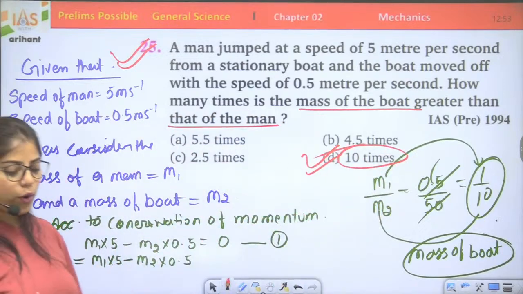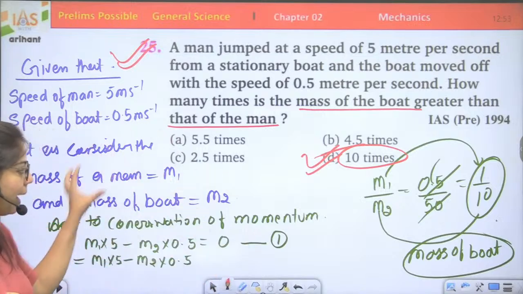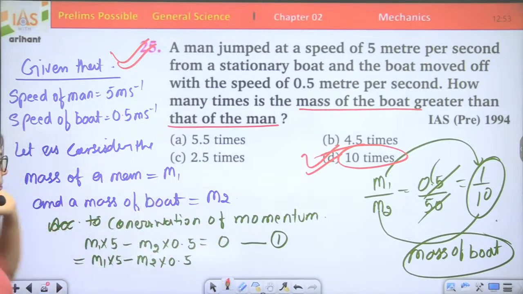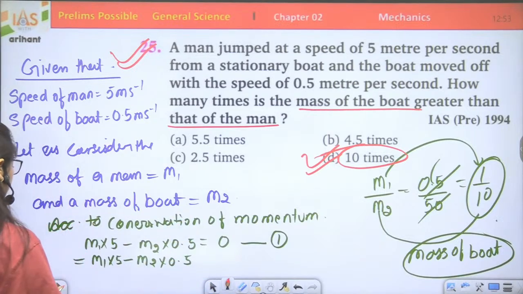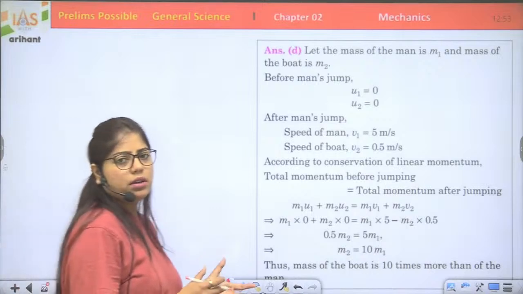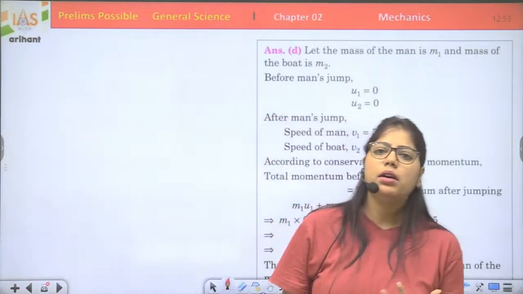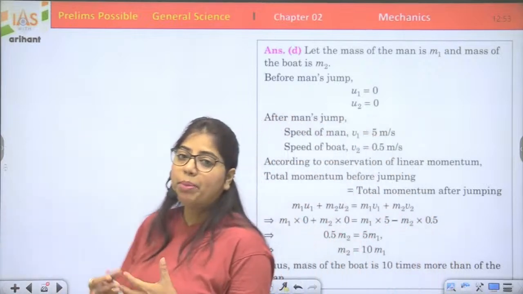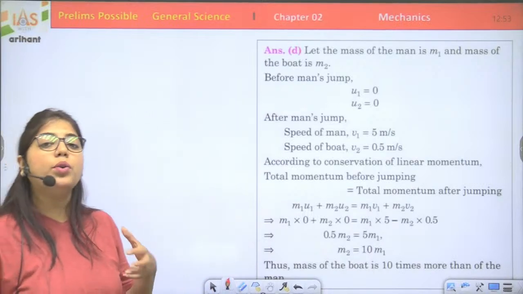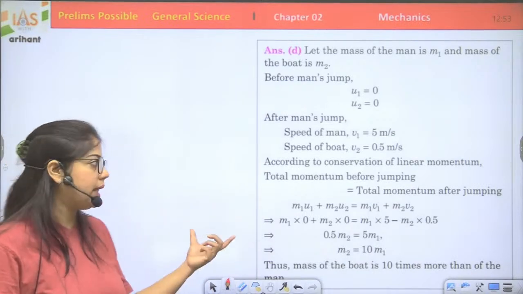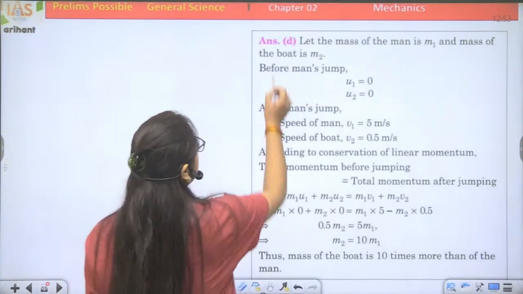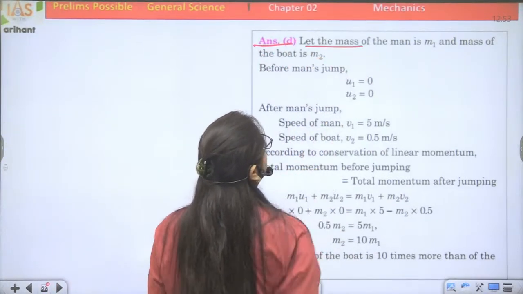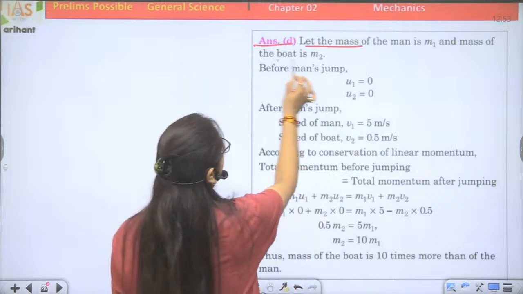Clear? I hope you understand this numerical part of this chapter. I try to explain it in a very easy manner, right? There are many methods you can use, an easy way or a complicated way. There are so many, or you can also use short tricks in this. Answer D is the right answer. Let the mass of the man be m1 and the mass of the boat be m2.